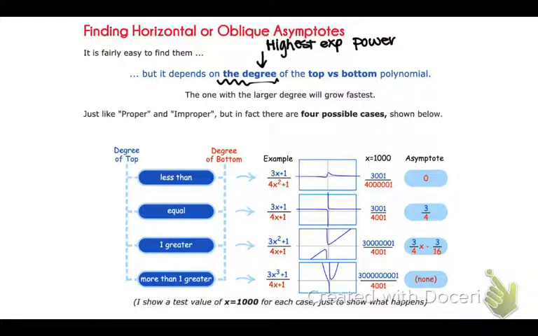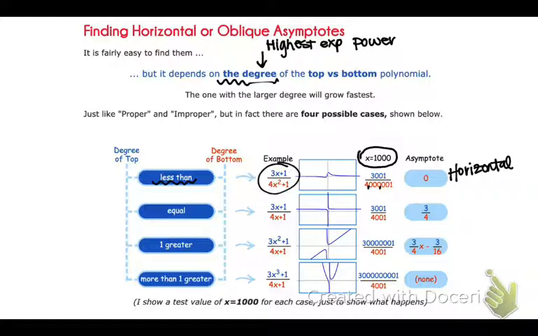And in this example down here, they're plugging in x equals 1,000, just saying like, okay, as we're getting bigger and bigger, what is happening to this graph? So like in this first one, we have 3x plus 1 over 4x squared plus 1. So the degree on top is less than the degree on the bottom. Which if we plug in 1,000 here, we end up with 3,001 over, this is about 4 million, which if we divide something pretty small by something big, that's just gonna get closer and closer to 0. So this one has a horizontal asymptote at 0.